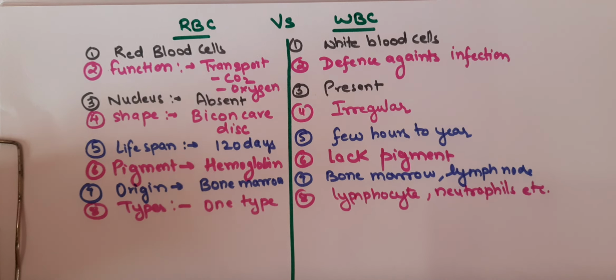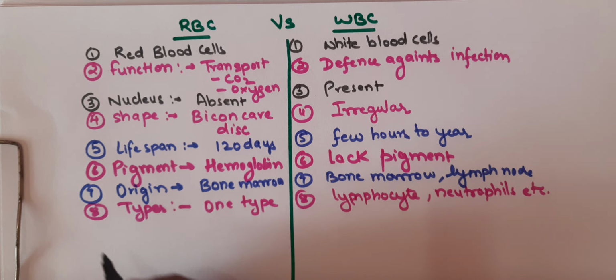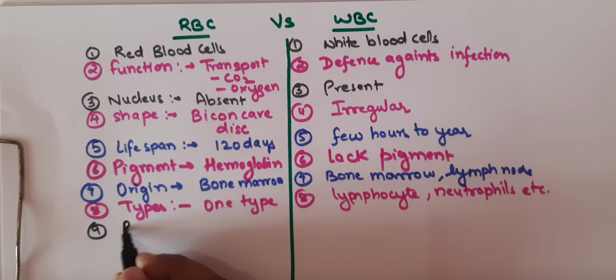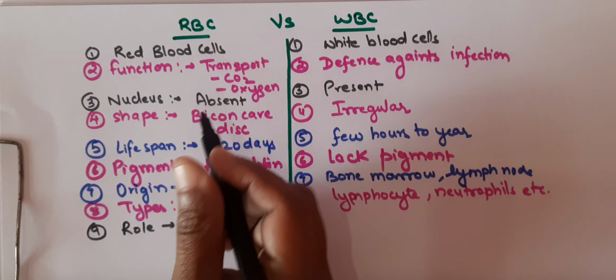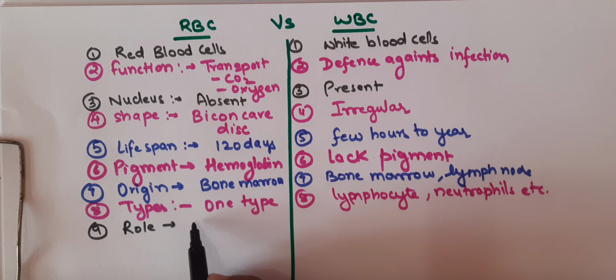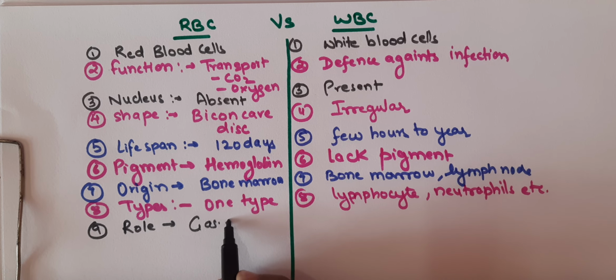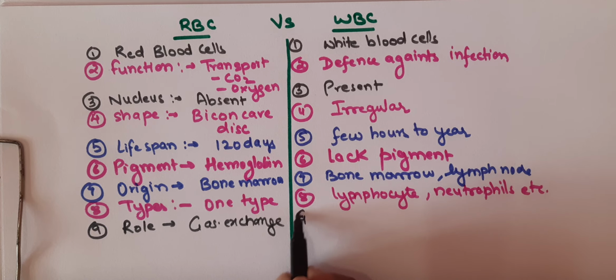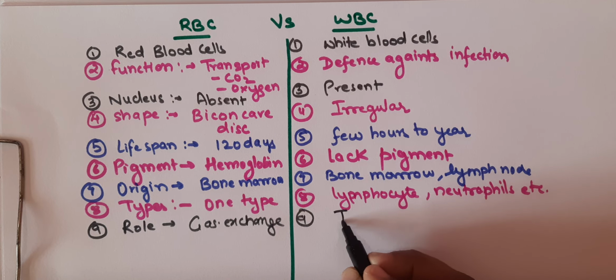So the 9th difference, student, between the two is the role. Already we talked about the function. The RBC will play a role in gas exchange, whereas the WBC will play an important role in our immunity.